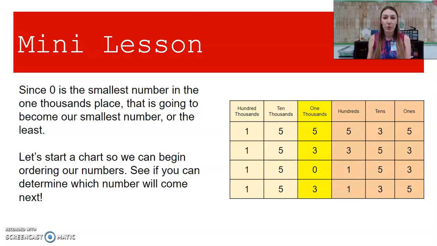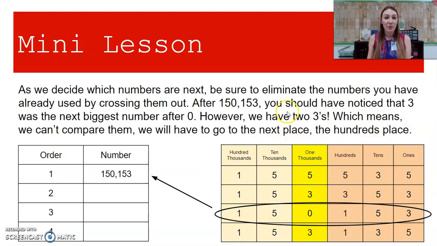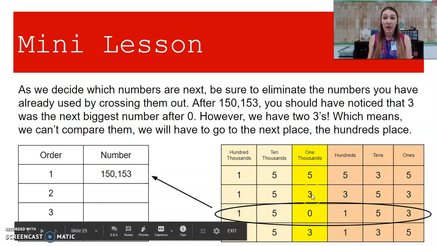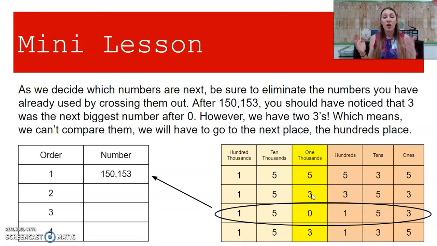See if you can determine which number will come next. As we decide which numbers are next, be sure to eliminate the numbers you have already used by crossing them out. After 150,153, you should have noticed that 3 was the next biggest number after 0. However, we have 2 3s, which means we can't compare them. We'll have to go to the next place, the hundreds place.